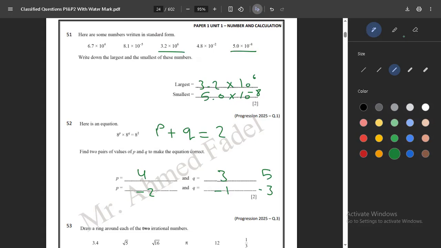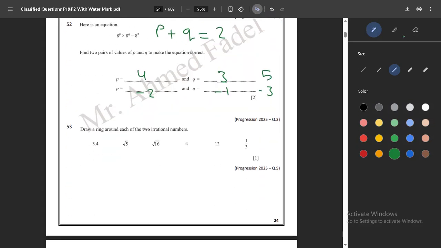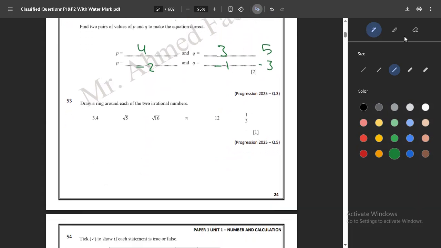Okay, let's continue. Draw a ring around each of the two irrational numbers. So there are 2 irrational numbers here. 3.4 terminating, I'm sorry, we can't. Square root of 5. Yes, that's a third. Square root of 16. No, I'm sorry, it's a 4, and definitely pi.